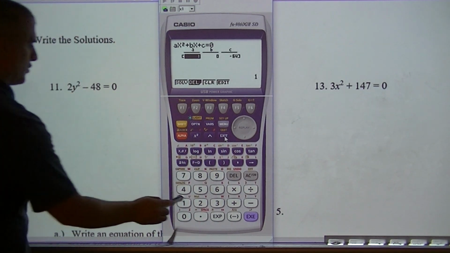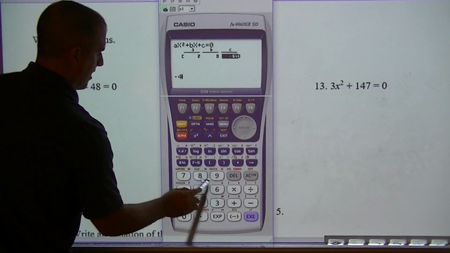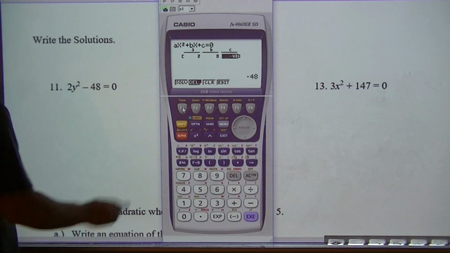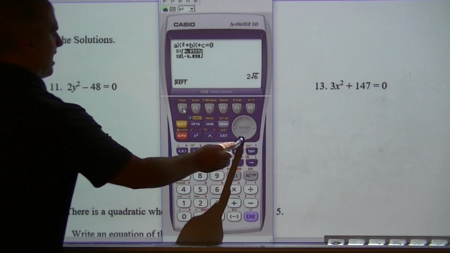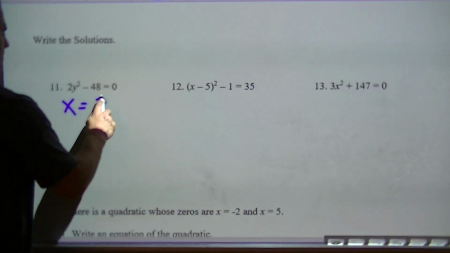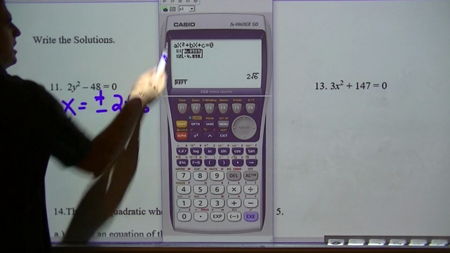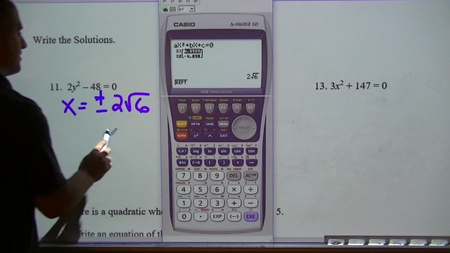And the way I would type that in is 2, 0, -48. Because there's no x term there. When I hit solve, okay, I got 2 square root of 6 and -2 square root of 6. So what you can do is do plus and minus 2 square root of 6. Because the only thing that changes is the plus and the minus in front.